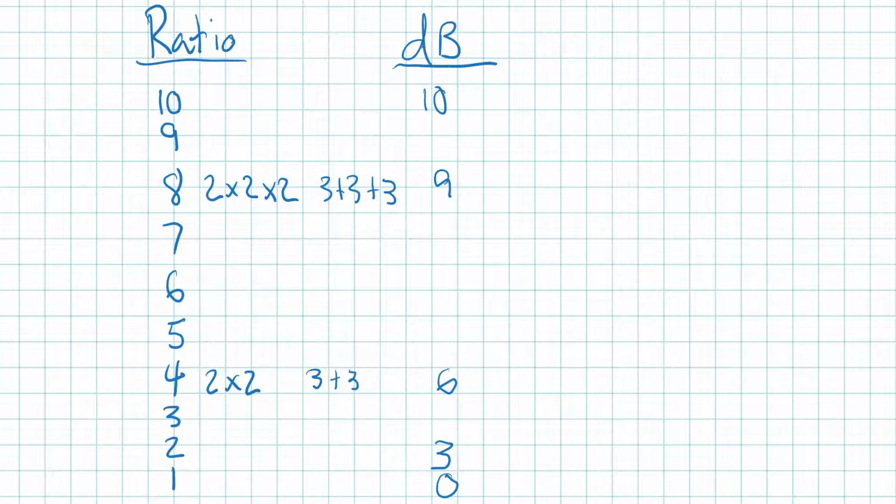Also, if we get clever, 5 is 10 divided by 2. And 10 is 10 dB, and divided is a minus, and 2 is 3 dB. So 10 minus 3 is 7 dB.